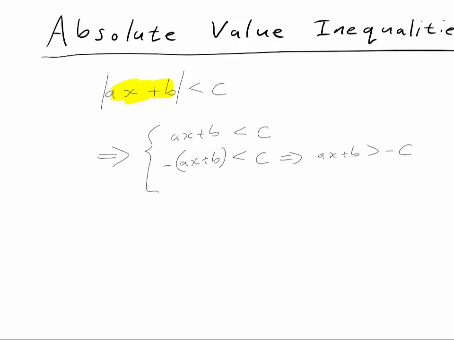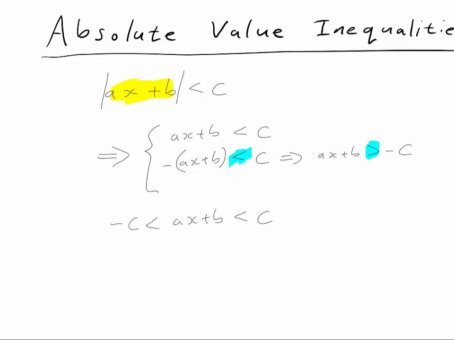Note something very important here. When we multiplied both sides by a negative number, the inequality sign that you see here flipped. So anytime you multiply or divide by a negative number, the inequality sign will flip. So let's re-express this down here. We have our negative c is less than ax plus b, which is also less than positive c.